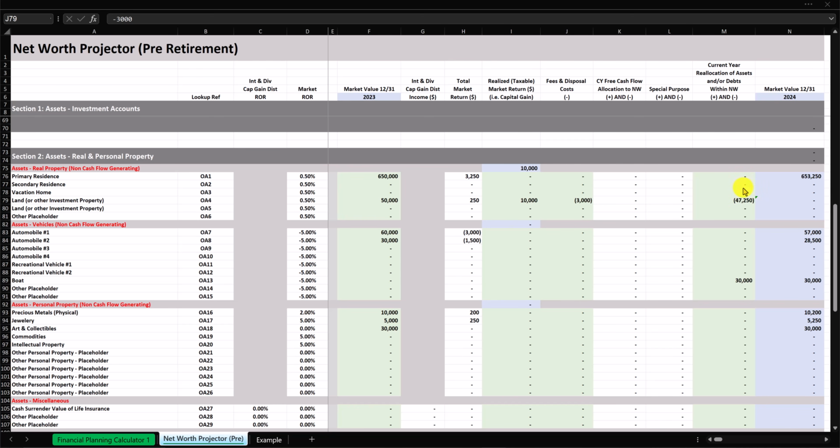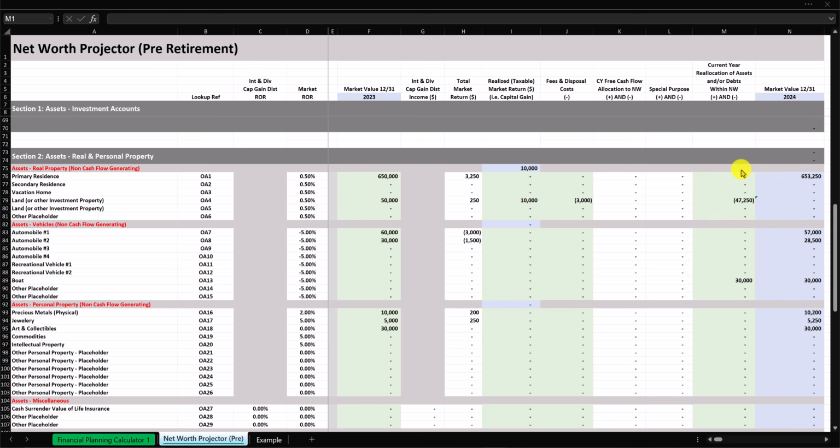$47,250 cash in hand. In addition, this piece of land is now gone, so we have to take it off of our net worth calculator completely. And so that's what this column right here, current year reallocation of assets and or debts within our net worth, that's what this is for. The basic question is, where does this cash go? It has to go somewhere. It can't go nowhere. And there's only three possibilities where this cash can go.